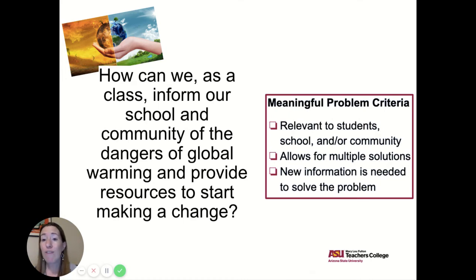All right, did it allow for multiple solutions? Yes, I asked everyone to use the same format for their solution, but you got to decide what changes people should make, and you got to choose what facts and information you used to persuade them. All right, and then finally, did you require new information? Absolutely. You went through a series of inquiry. We collaborated and shared the new information that we found, and then we used that to develop our solution.